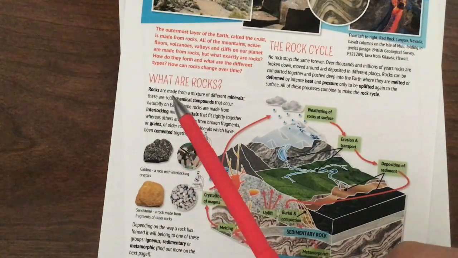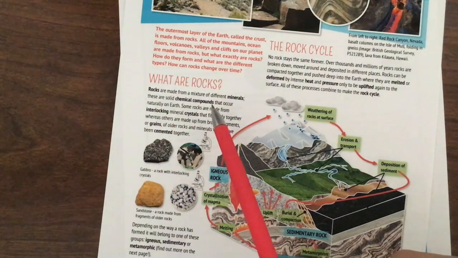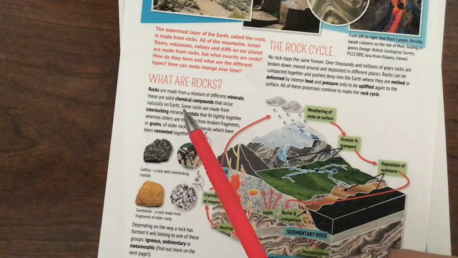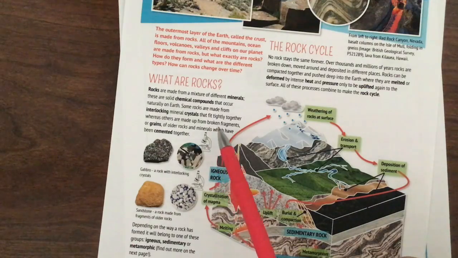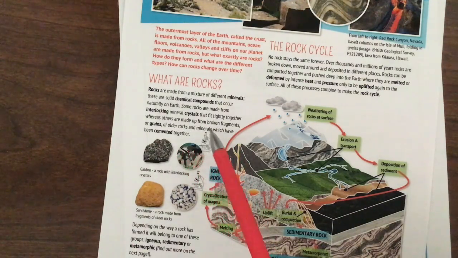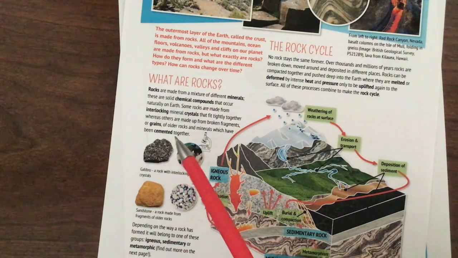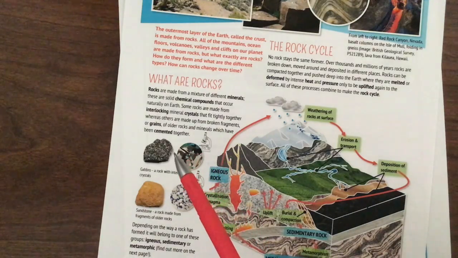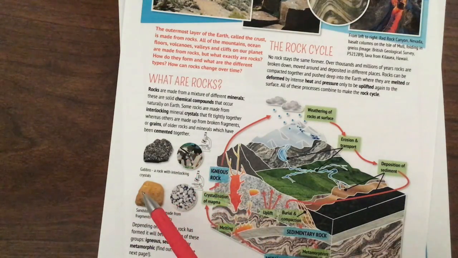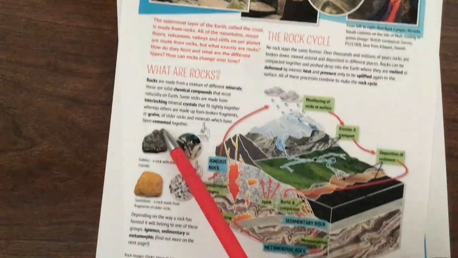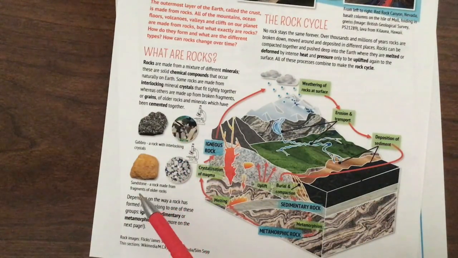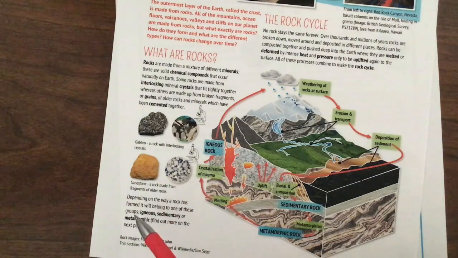All right. What are rocks? Rocks are made from a mixture of different minerals. These are solid chemical compounds that occur naturally on Earth. Some rocks are made from interlocking mineral crystals that fit tightly together, whereas others are made up from broken fragments or grains of older rocks and minerals which have been cemented together. Okay, here's a rock with interlocking crystals. You can see how shiny it is. And then sandstone, this is a rock made from little fragments of older rocks.